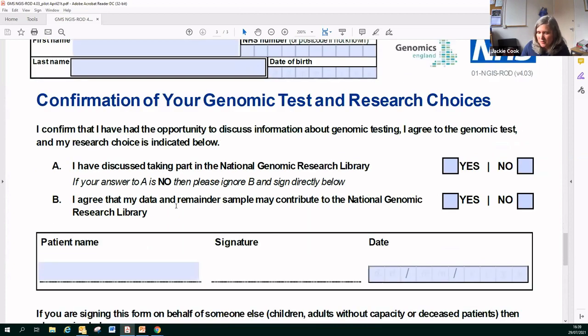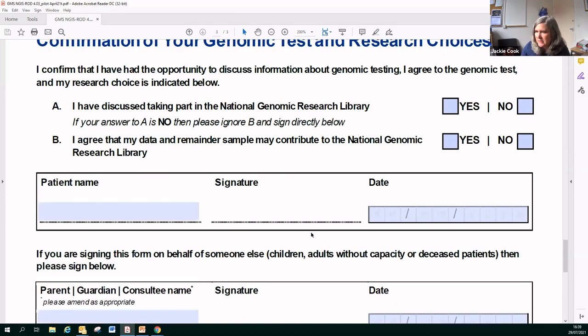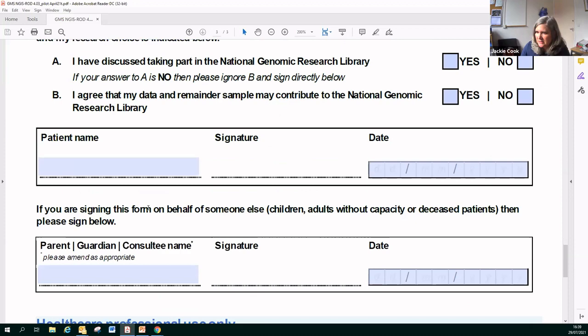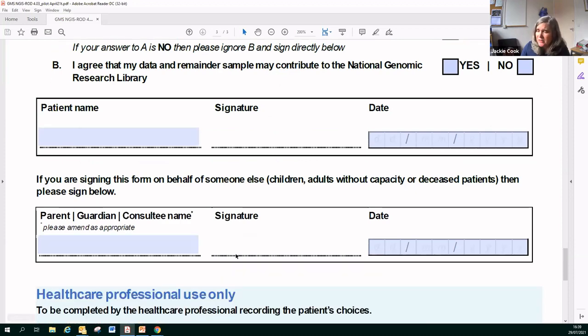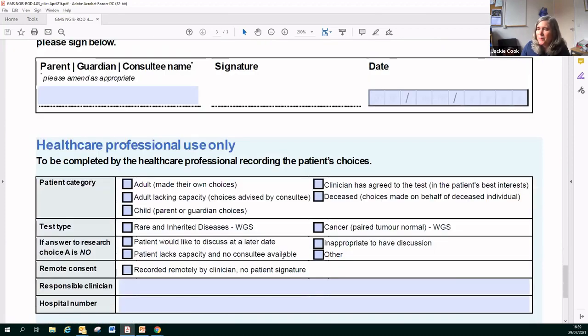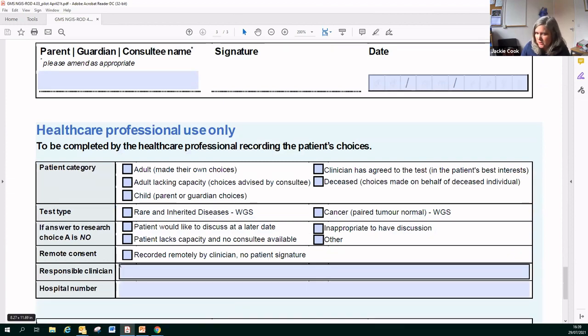And then the third page of your record of discussion is to say, have you had that discussion? And if so, what was the patient's choice about allowing their data to be looked at in that way? Patient can sign it themselves. For children, we'll need an adult signature. But we can also take remote consent, particularly in these COVID days. And if you're going to do that, you just need to tick that box, and then you don't need the patient's signature. If they have decided not to participate in the research choice, then NHS England are keen to understand why that is, and so you're asked to put that in this box as well.